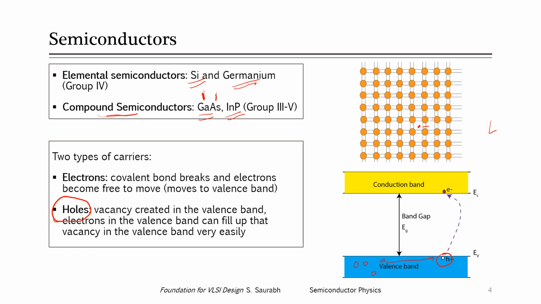So in a semiconductor, there are two types of carriers, electrons and holes. Electrons are negatively charged and holes are considered as positively charged, because a hole is a kind of absence of negative charge, which is equivalently a positive charge.